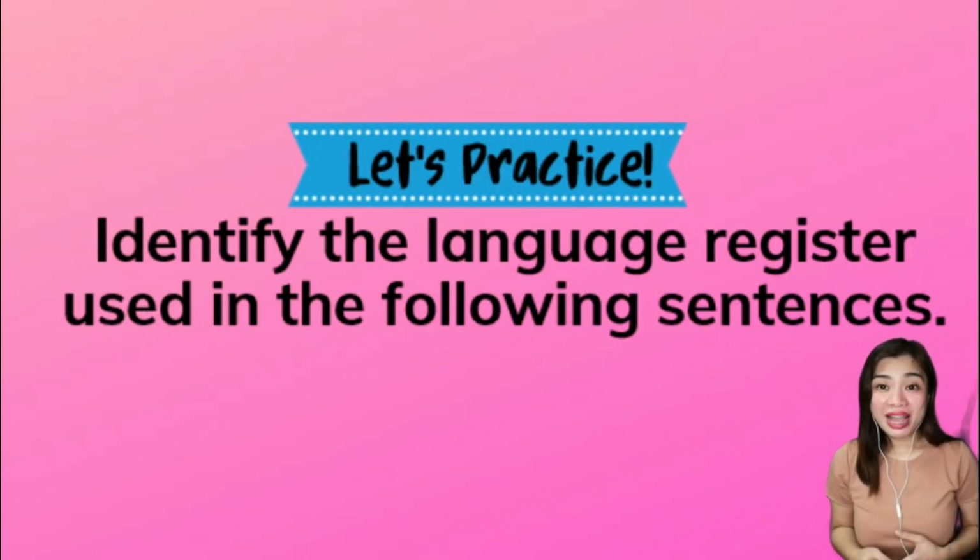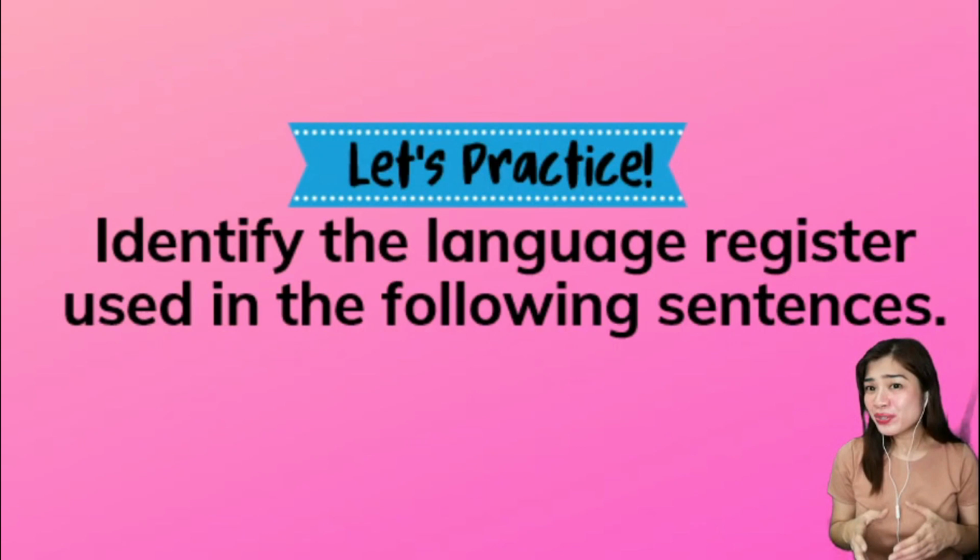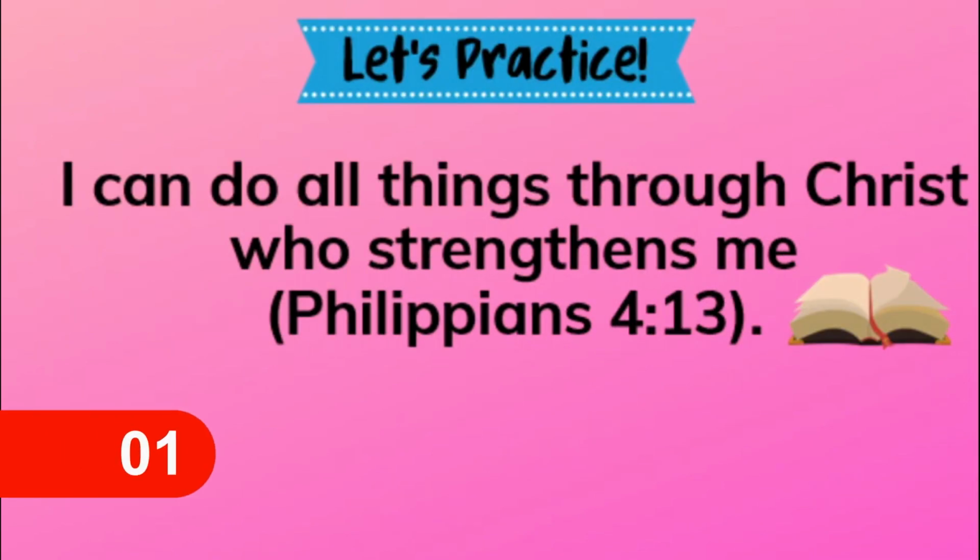I'll give a few lines or examples, and all we need to do is to determine the language register being used. Ready? Alright, here we go. Number 1. I can do all things through Christ who strengthens me. This came from Philippians chapter 4, verse 13. The correct answer is frozen register. Why? Because this is an example of a biblical verse.